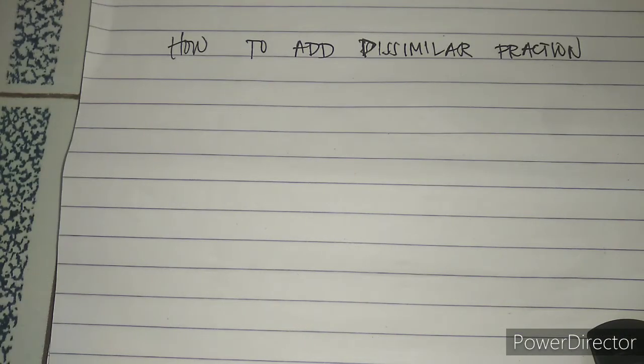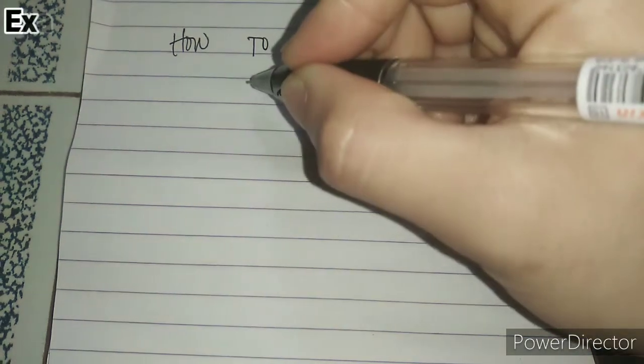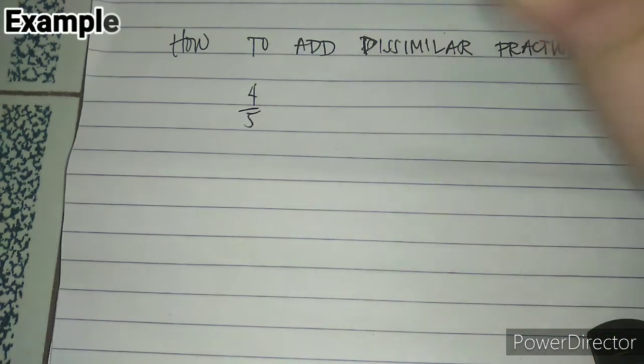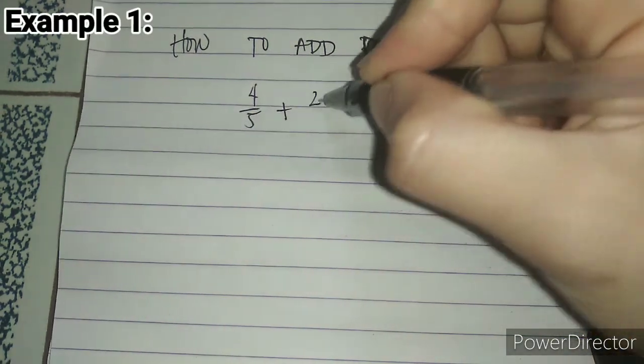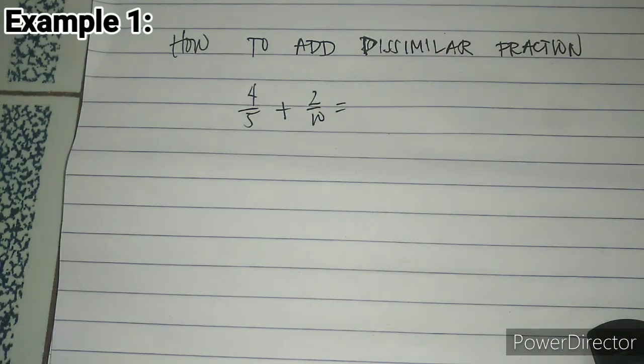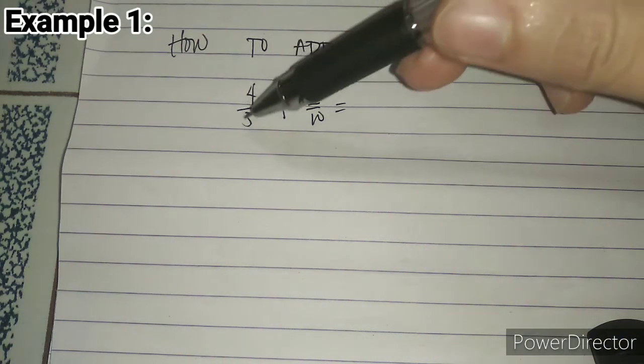Now, let's proceed to the second kind of fraction. How to add dissimilar fractions? In addition of dissimilar fractions, medyo tricky siya. Medyo mas mahirap compared dun sa similar fractions kasi hindi na siya magkaparehas ng denominator. For example, we have 4/5 plus 2/10. So, ang denominator niya is 5 and 10.